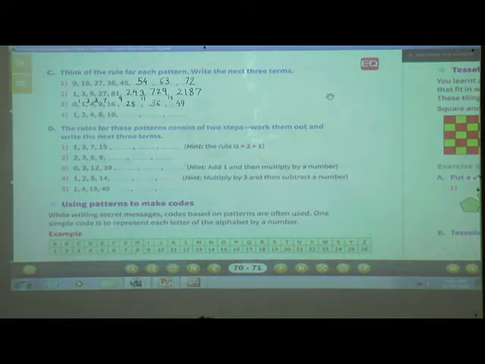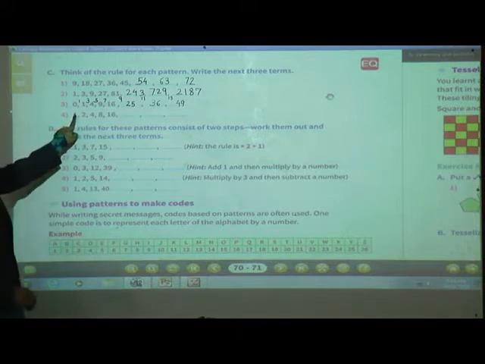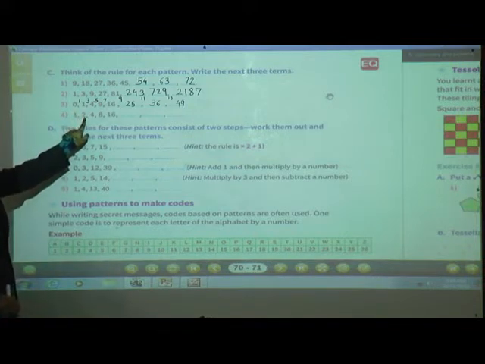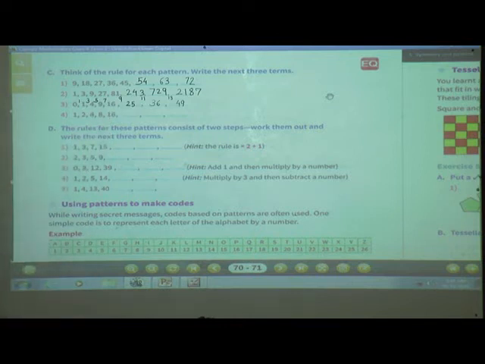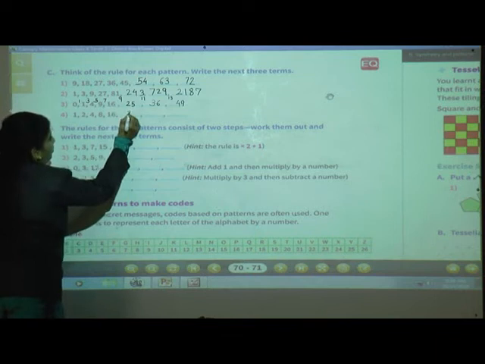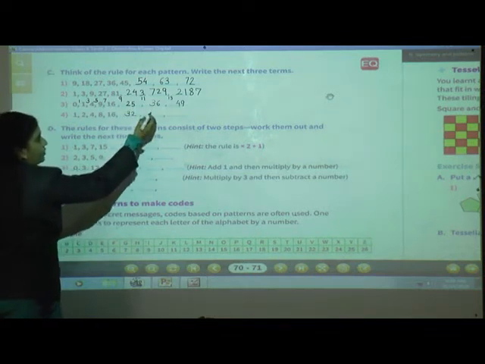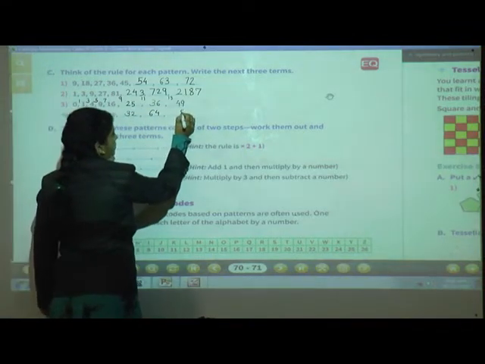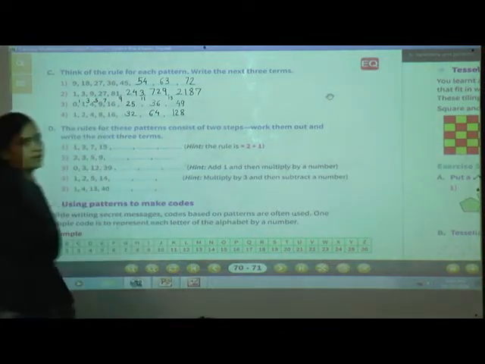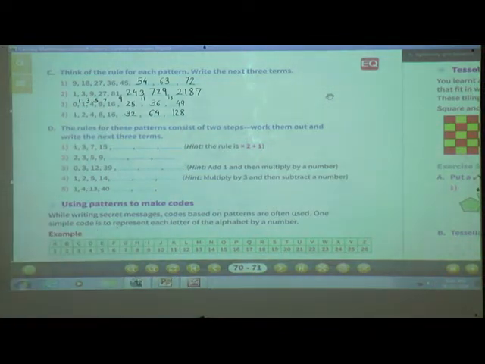Now 1, 2, 4, 8, 16. Okay. Here, if we multiply 1 by 2, we will get 2. 2 by 2, 4. 4 by 2, 8. 8 by 2, 16. Again multiply 16 by 2, 32. Multiply 32 by 2, 64. And again multiply 64 by 2, 128 is the answer. Now students, all of you understood how to solve the pattern sums?